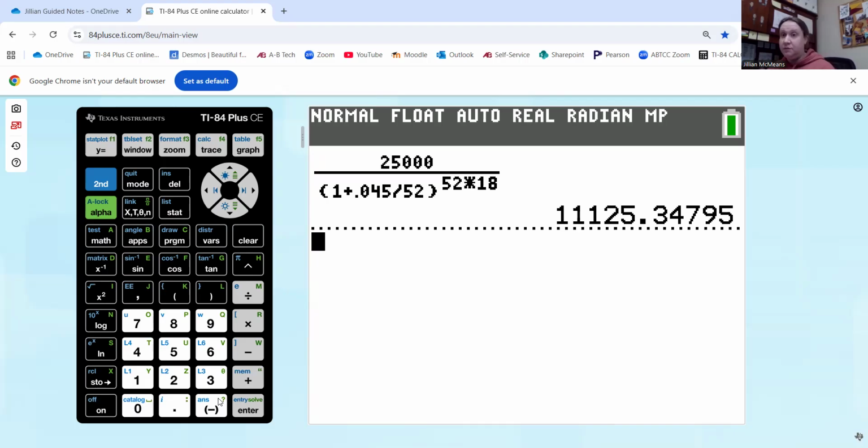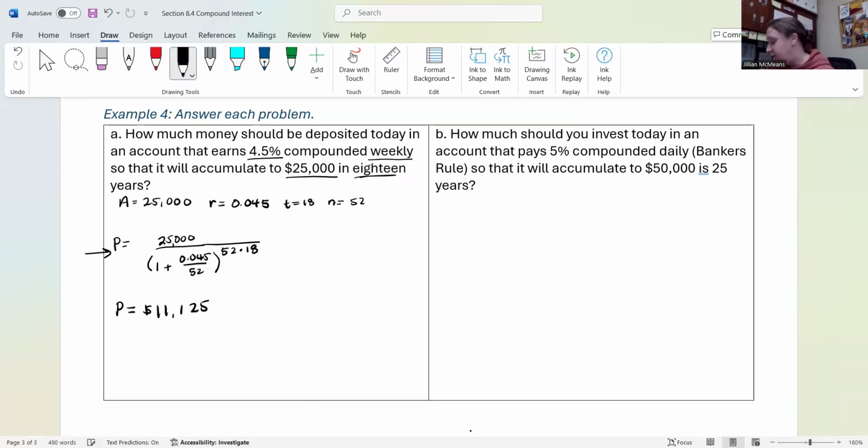And we get $11,125. And remember, even if you don't round mathematically up, you round up. But in this case, mathematically, we would round up. So we want to say $11,125.35. Okay? So let's go back to the worksheet. We have $11,125.35. So this is how much you would have to invest today in order to reach your goal of at least $25,000 in 18 years. Okay, so there you have it. That is finding present value.